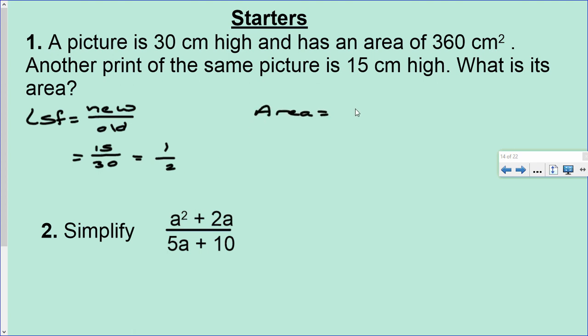So then we'll have the area equals, and we've got our length scale factor, which is 1 over 2. Because we're looking for an area, we want to square that and then times by 360. And then we should get 90 centimetres squared as our final answer.